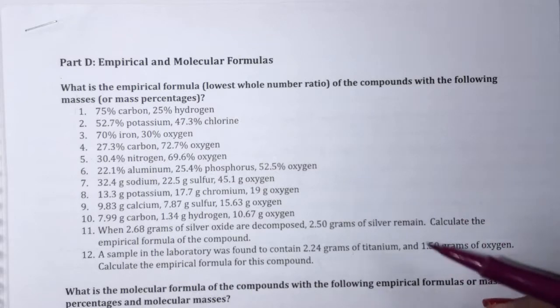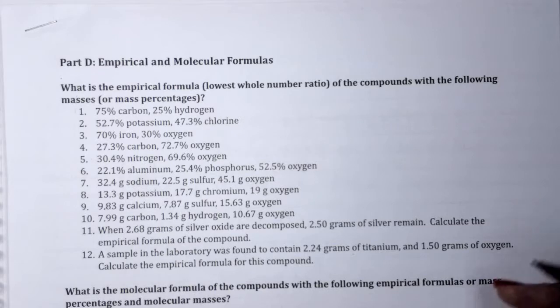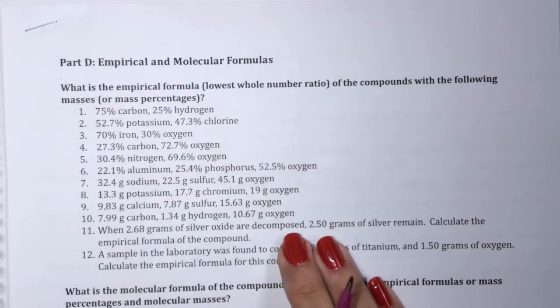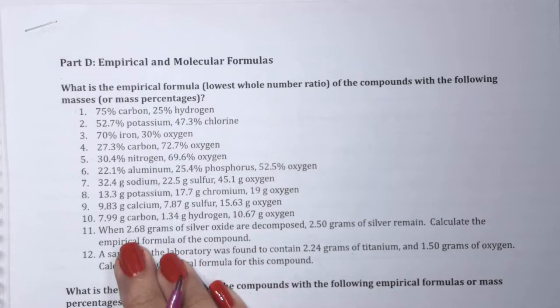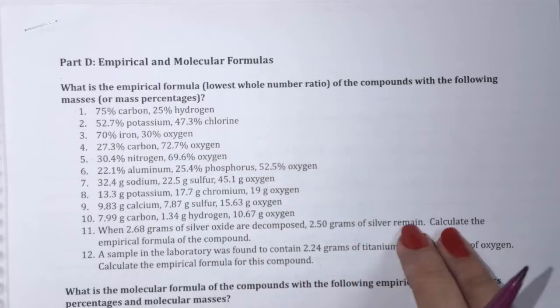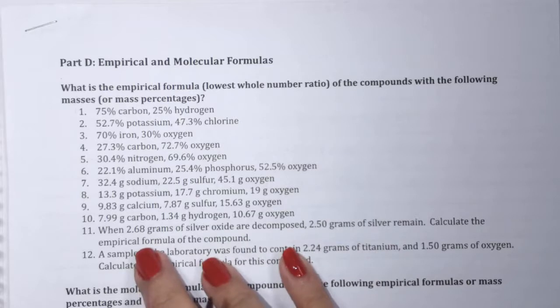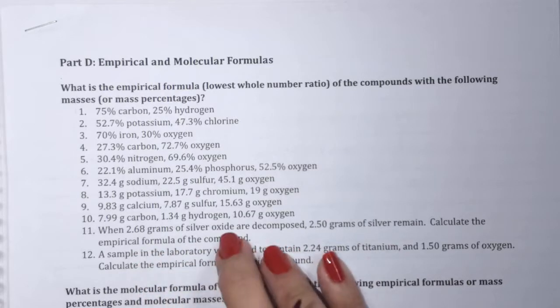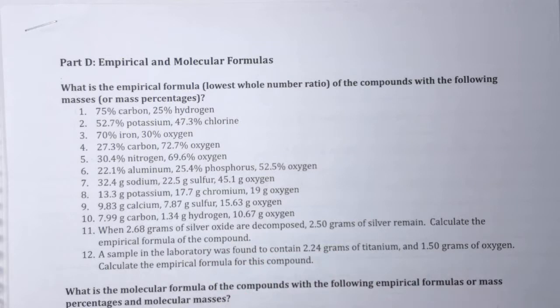Okay, these down here kind of work the same way. Takes a little bit more algebra to work with as far as the decomposition goes. So I have 2.68 grams of silver oxide, and it's decomposed, and you get silver remaining. So of course you're going to have to find out how much oxygen was present for this as well. And with this problem, it is a little bit more difficult. I will add another video for that later.